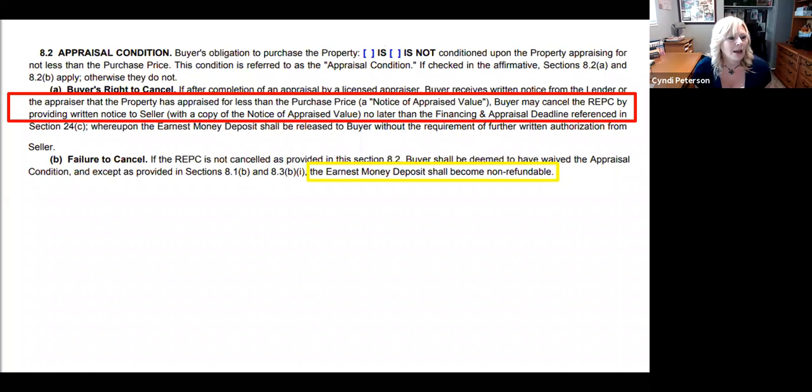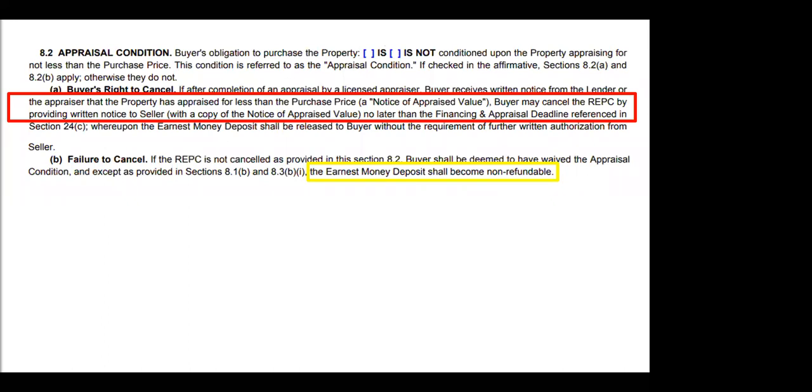So the failure to cancel is, if you do not send over a cancellation in writing to let them know, and you go past that deadline, then obviously the earnest money becomes non-refundable at that point. So again, make sure it's always in writing.